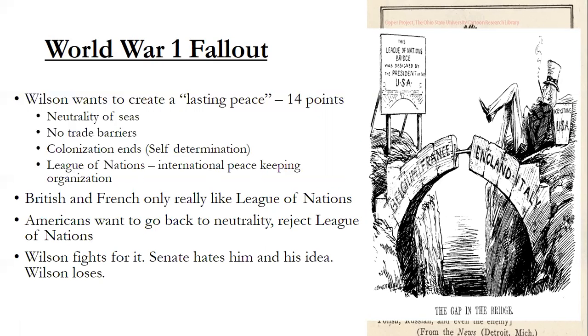The Senate hates him, though. The Senate is the one that actually signs treaties. The Treaty of Versailles would have had us join the League of Nations. They don't like him. He's a Democrat. They're Republicans. They don't like his idea. So Wilson loses in more ways than one. Not only do we not sign the treaty, Wilson also has a massive stroke while he's trying to get Americans to agree to it, and basically is a vegetable for the rest of his life.